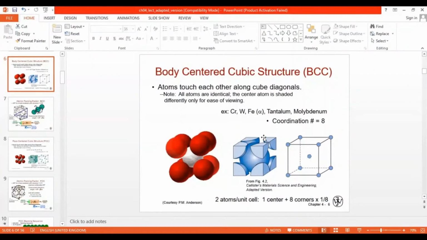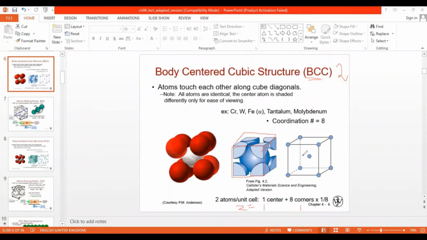So these at the corners 1, 2, 3, 4, 5, 6, 7, and at the back side 8. These 8 will form 8 corners into 1 by 8, that is 1, right? So this is 1, and in the middle of the body there is 1, that is this 1. So this 1 plus 1 is equal to 2, right? So in body centered cubic structure we have 2 atoms per unit cell, if I consider this as the unit cell, all right?